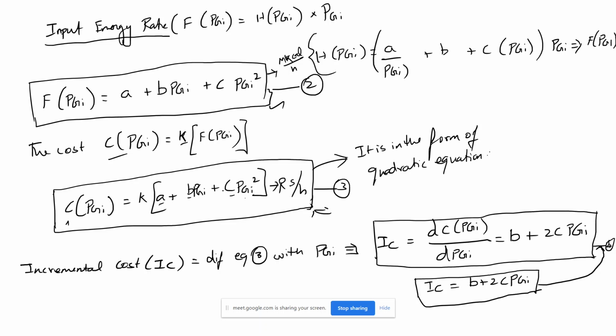Don't worry, this A, B, C is the constant. We are not going to solve that. It will be given in the question. Otherwise, if you differentiate this cost equation with respect to PGI, the remaining thing will be IC. If you don't want to differentiate, then just use equation number 4, get the value of B and then C. Don't confuse the C inside the incremental cost with the other C.